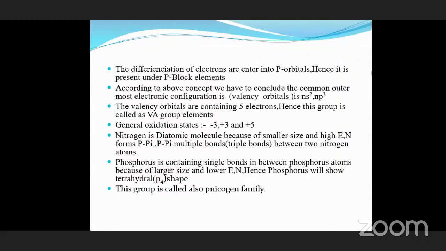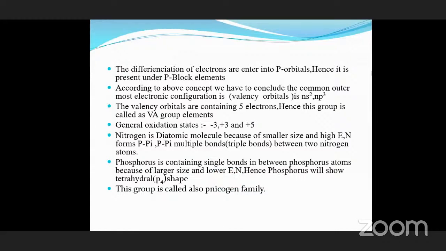Phosphorus is always represented as P4. Why? Because only phosphorus shows the larger size as well as lower electronegativity.